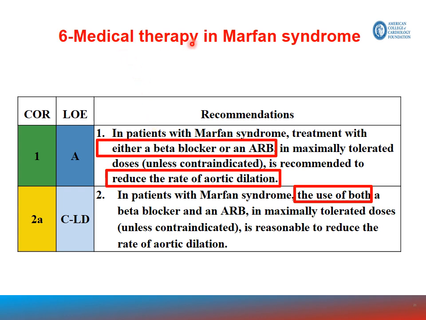What about the medical therapy in Marfan syndrome? In patients with Marfan syndrome, treatment with either beta blocker or an ARB in maximally tolerated doses unless contraindicated is recommended to reduce the rate of aortic dilatation. In patients with Marfan syndrome, the use of both beta blocker and ARB in maximally tolerated doses is reasonable to reduce the rate of aortic dilatation.